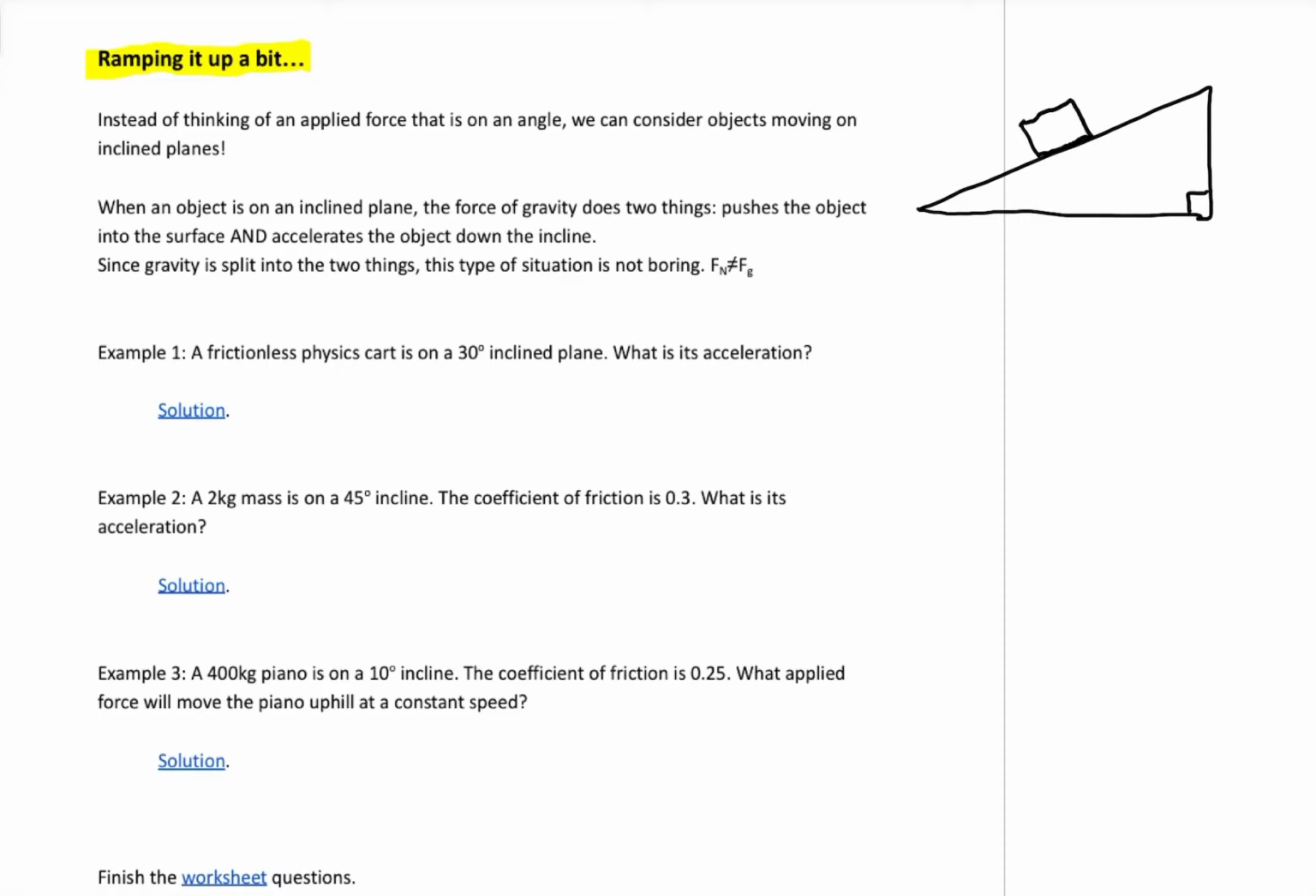If we've got a block sitting on an inclined plane, we can't get away from gravity, so there's going to be the force of gravity pulling it straight down. I'm going to call that Fg for gravity. We can't get away from normal force, so there's going to be a normal force this way.